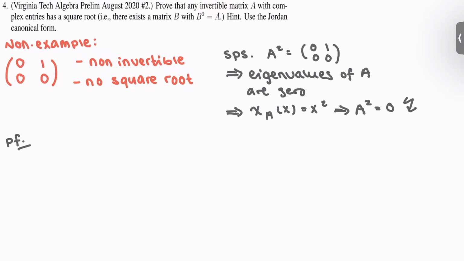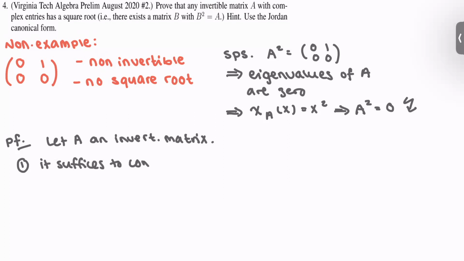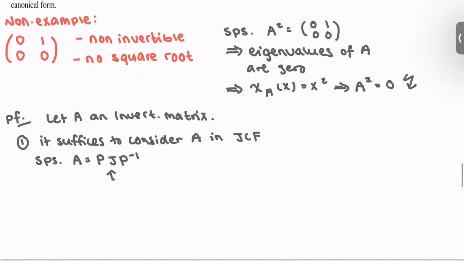Proof. So let A be an invertible matrix. And the first thing I'm going to do is claim that it suffices to consider A in Jordan canonical form. The reason for this being, well, suppose A is written as PJP inverse, where J is the Jordan canonical form of A.